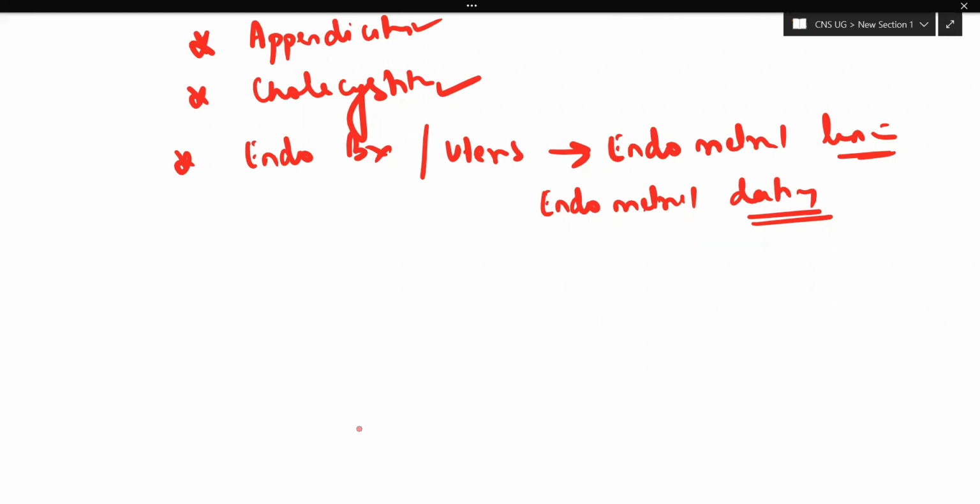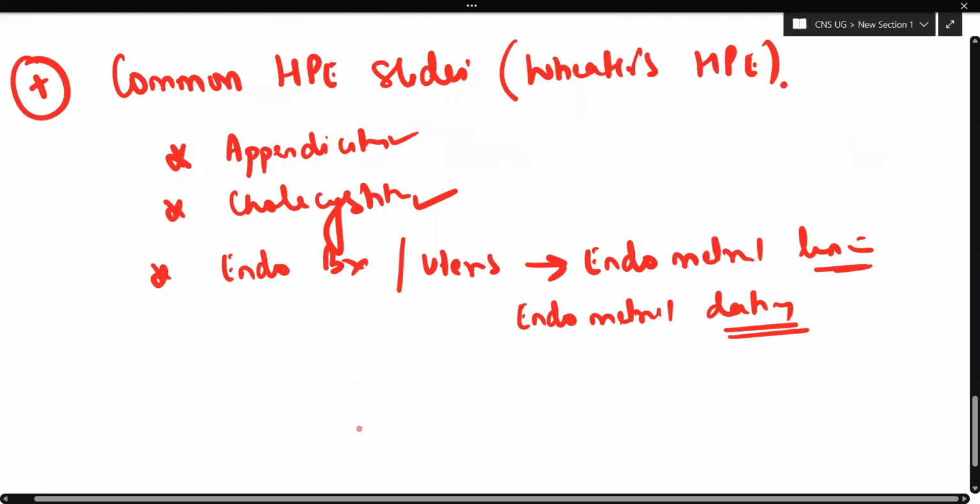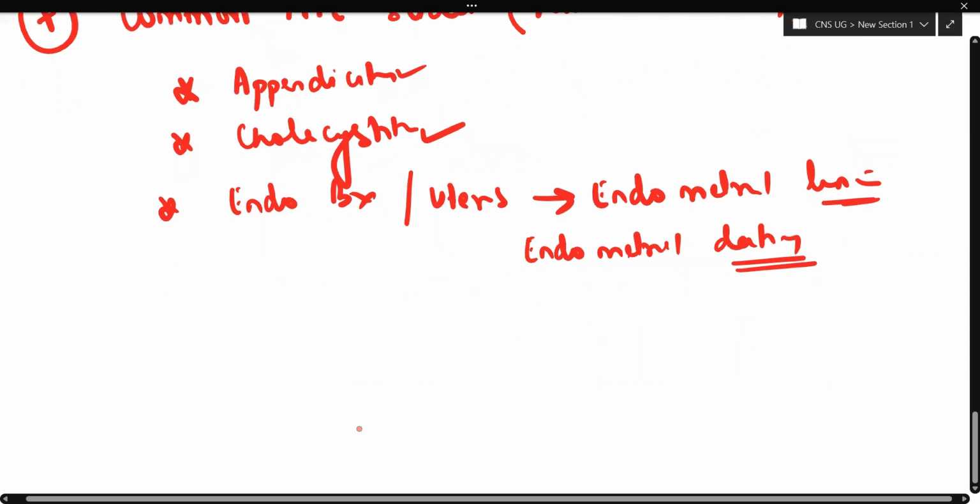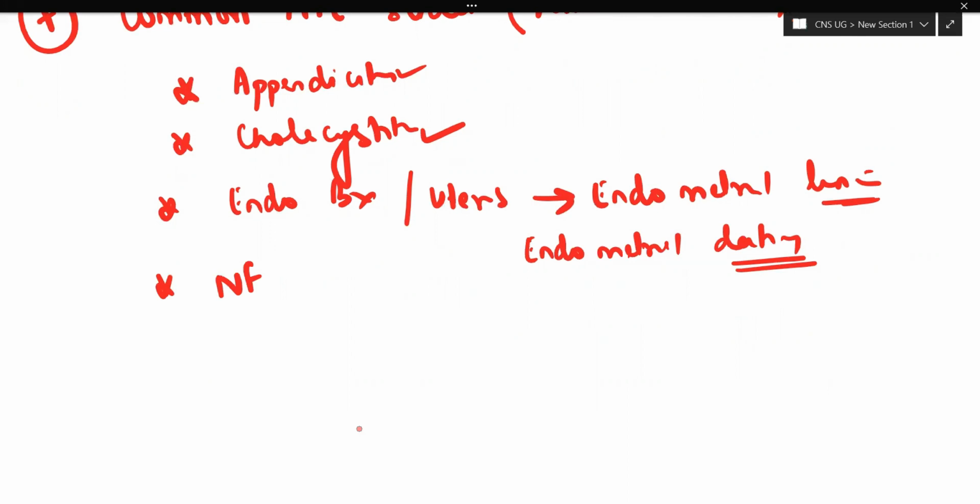Every day you have to go and see the common HPE slides. I hope you have understood. For example, one of the common HPE slides is neurofibroma. Why am I calling them common HPE slides? Because these come on a day-to-day basis. Whenever you start your practice, you are going to come across these slides first, and you are going to see them a lot. Every day 5 to 6 such cases will be there.